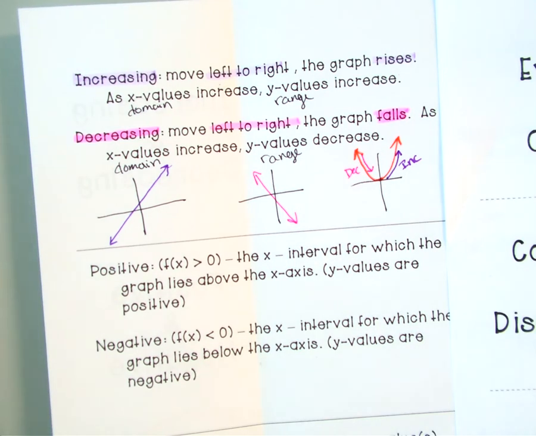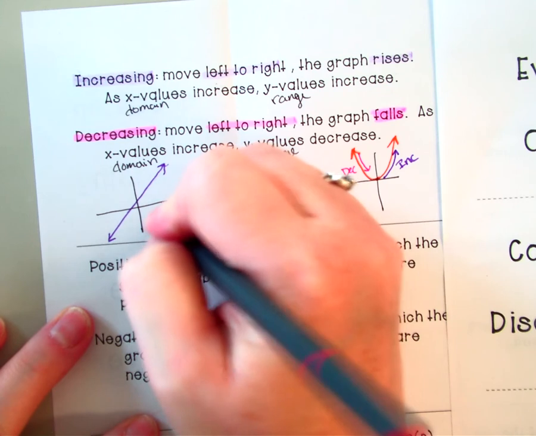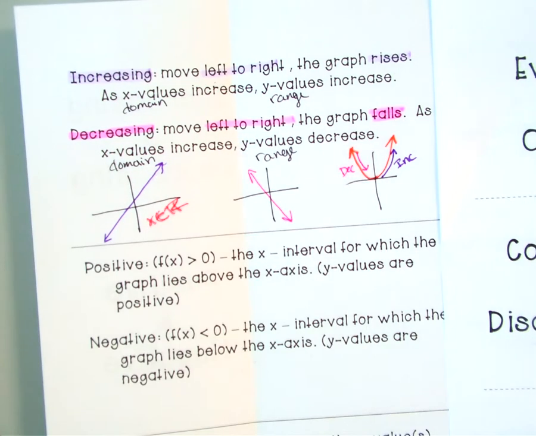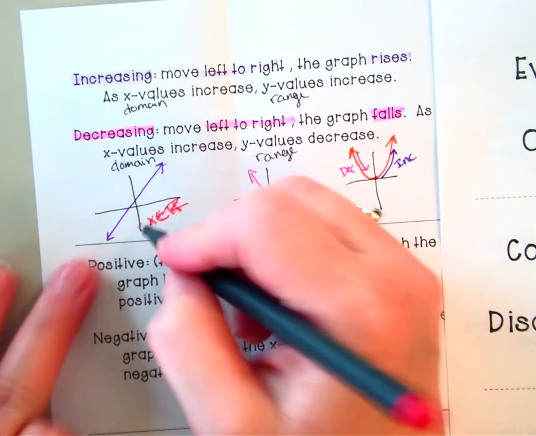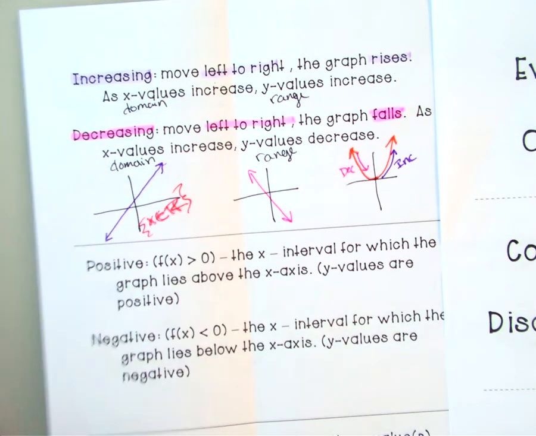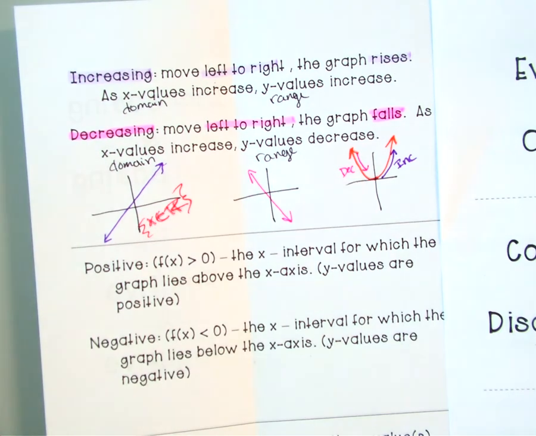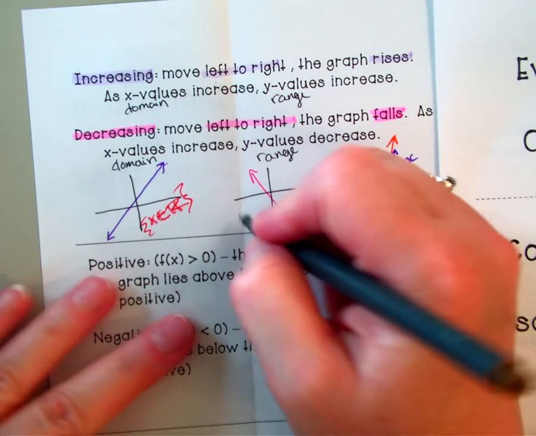Whenever we talk about increasing, decreasing, they always want to know that domain interval over when it is increasing or decreasing. So for our linear, that pen doesn't work very well. Our domain interval would be everything. Our linear graph is always either increasing or always decreasing. I'll use brown.